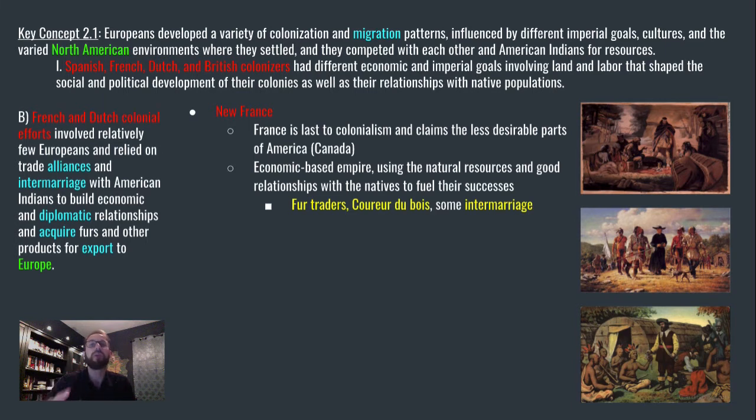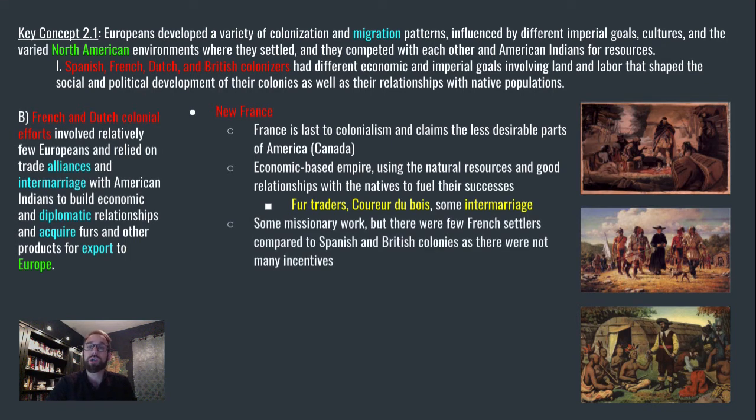But there was a small French presence there compared to the Spanish Empire that we've studied before. All right, there was some missionary work, but it wasn't as systematic as the Spanish were, right? So Spain was looking to go in and mass convert the natives. The French weren't looking to do that.